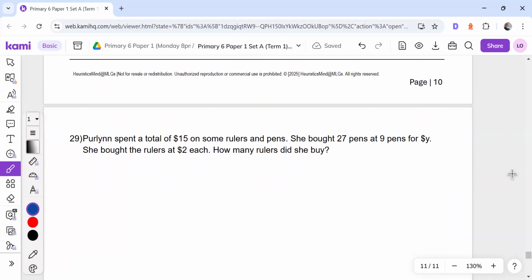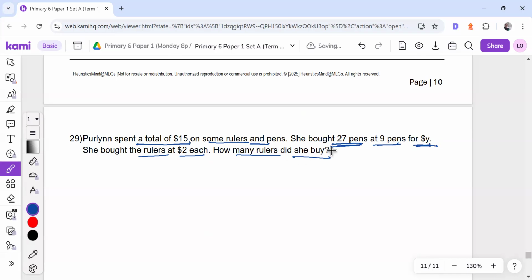Algebra again. Pearline spent a total of $15 on some rulers and pens. She bought 27 pens at 9 pence for Y dollars. So if you buy 9 pence, you spend Y dollars. And she bought 27 pens. So how much is that? Now, she bought the rulers at $2 each. How many rulers did she buy?